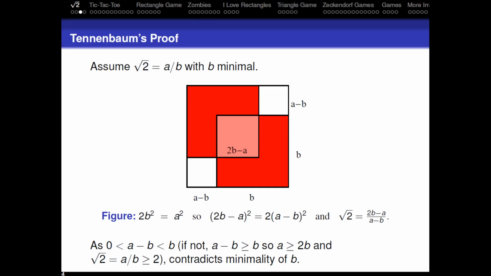It's now 2b minus a over a minus b. And all you have to do is do a little bit of work, and you see that the new denominator, a minus b, is smaller than b. And that contradicts the minimality of our b. It contradicts the fact that we assumed we were looking at the smallest size denominator among all the things that were good. So this is proof by contradiction. This is a major, major argument that we have.